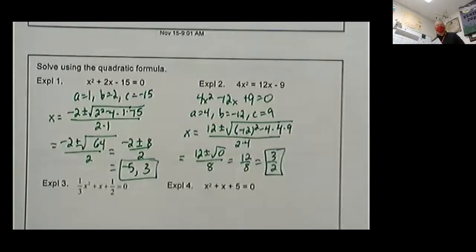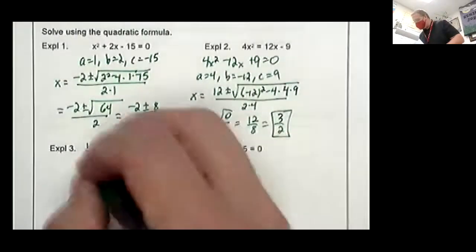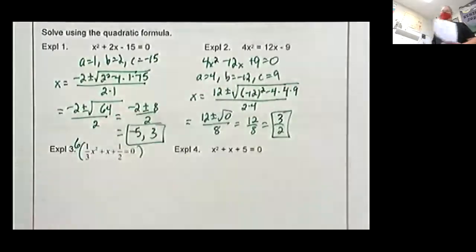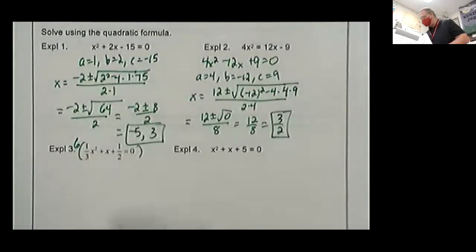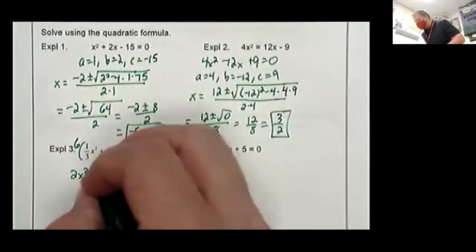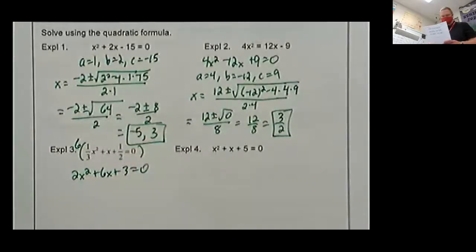What if we have a quadratic with fractions? Well, we don't like fractions, so we're going to clear the fractions, although you could plug in the fractions and still get the same answer. We're going to multiply by the least common multiple of 6. That gets us 2x squared plus 6x plus 3 is equal to 0.